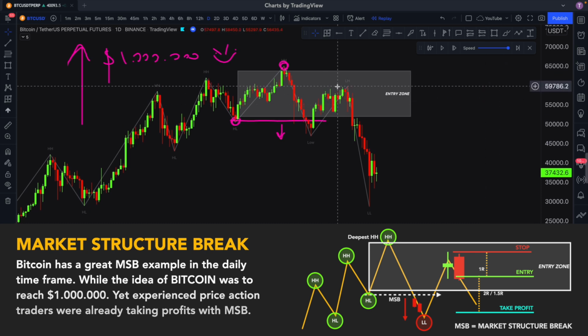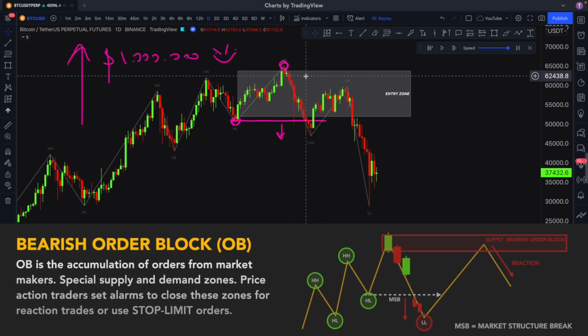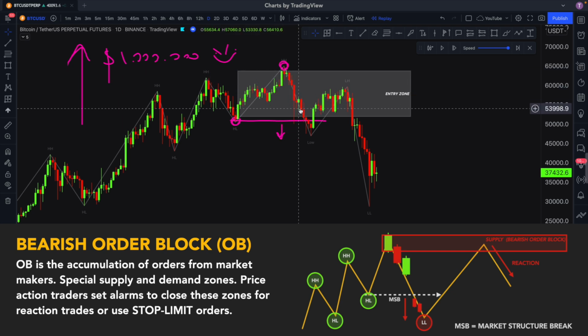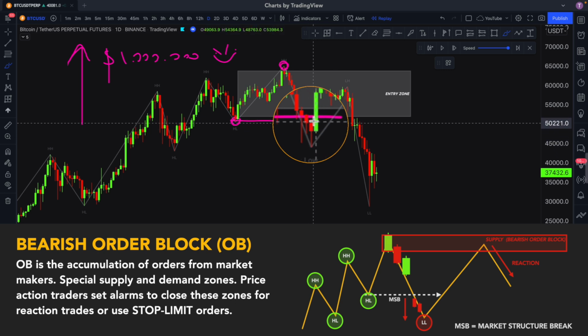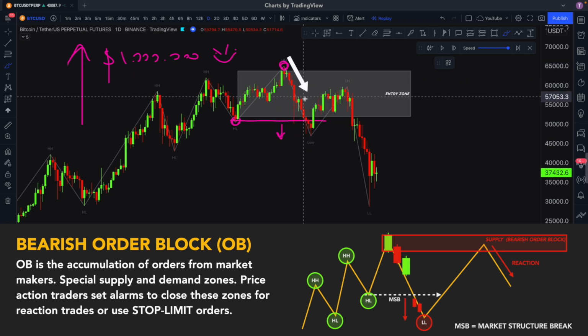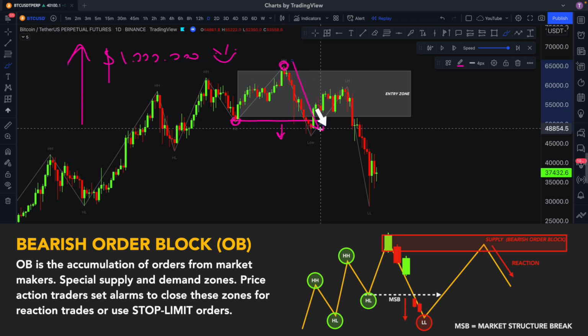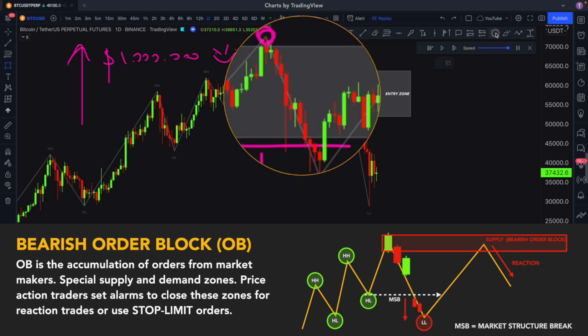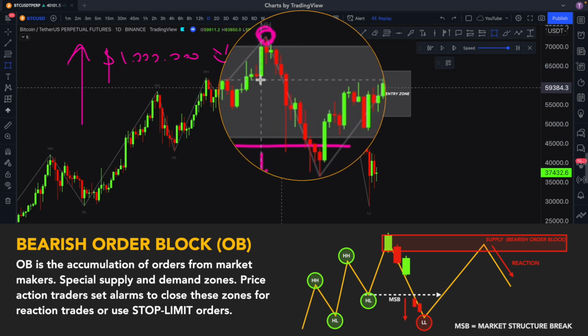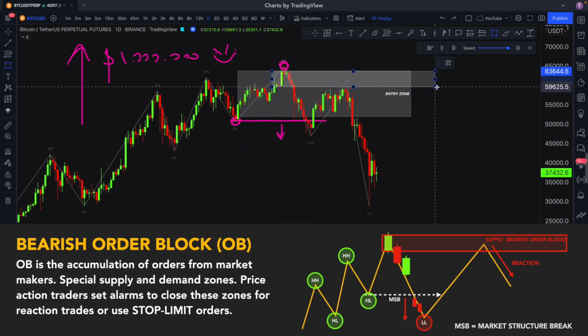Let's identify the order block here again. This time, a bearish order block. Where is the market structure break? Obviously here. Which move created this market structure break? Yes, this deepest higher high. So this time, the last green candlestick that starts a big movement, a market structure break, is our strong bearish order block.